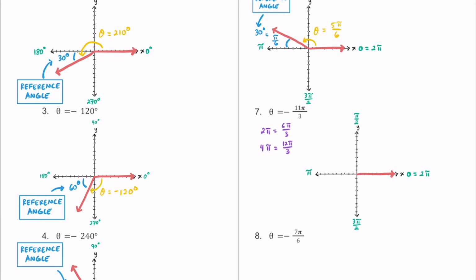12 over 3 is equal to 4. So this should be just a bit shy of making 2 full revolutions. If we're starting from 0 and we move a full circle around, that's going to be 2 pi, also known as 6 pi over 3.